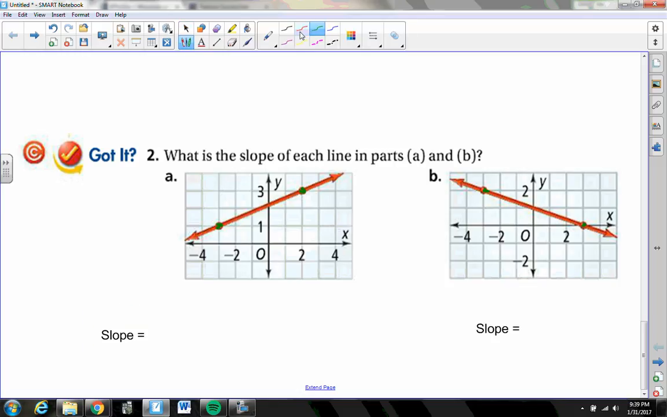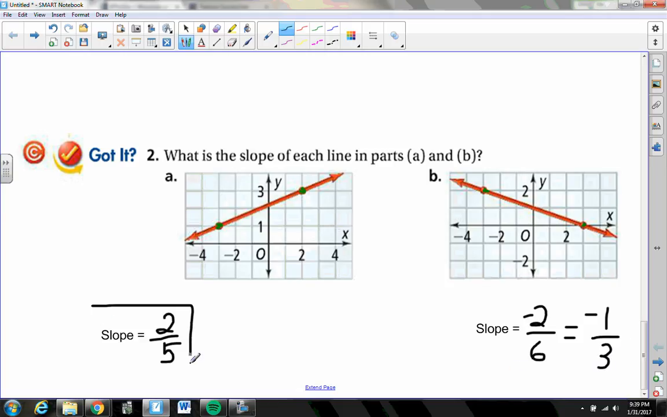The one on the left here, in part A, I'm going up 2 and running over 2, 4, 5. Up 2 over 5. The slope is 2 over 5 as a fraction. On the other one, I'm going down 2, going over 2, 4, 6. Down 2 over 6. Now, I would not want this to be our final answer, however. In our homework or on quizzes, we need to reduce our fractions. Dividing top and bottom by 2, we end up at negative 1 over 3. So there's your slopes: 2 over 5, negative 1 over 3.